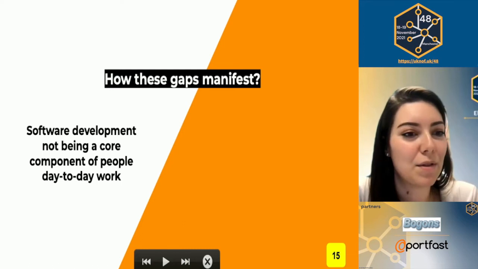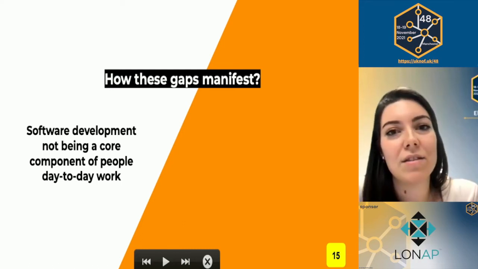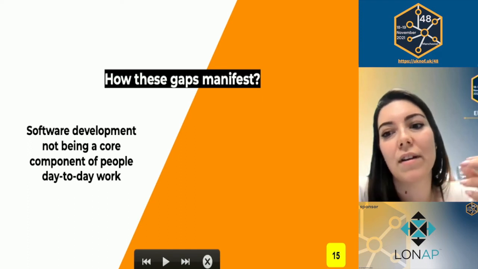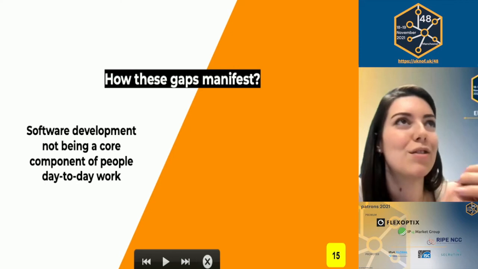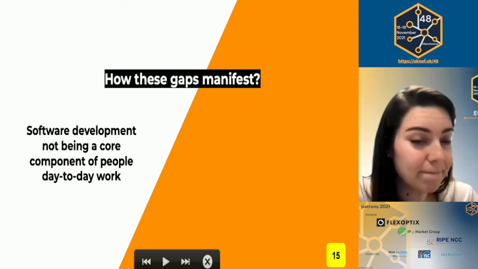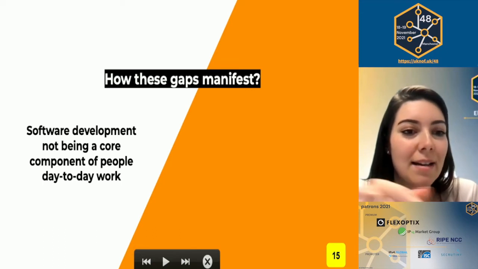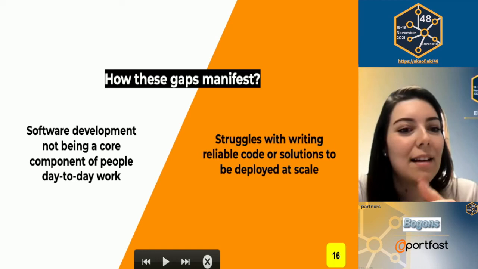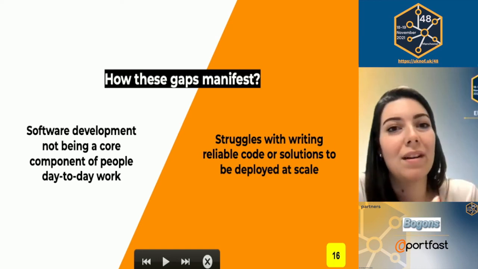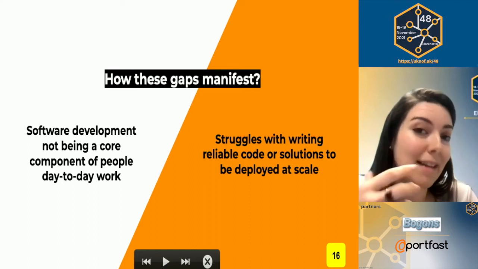So the first gap that we usually see is that software development is not usually part of the core component of the day-to-day life of, let's say, a super traditional network engineer. So how is the gap manifested here? The way that you can see it is they struggle with writing code that is reliable, but also a solution that can be deployed at scale.